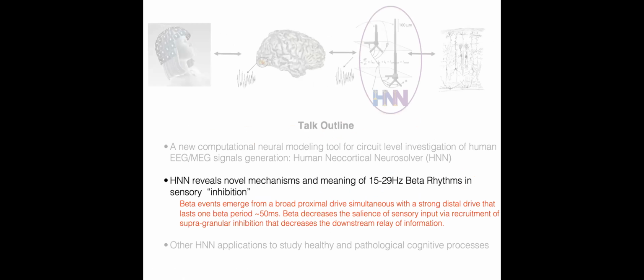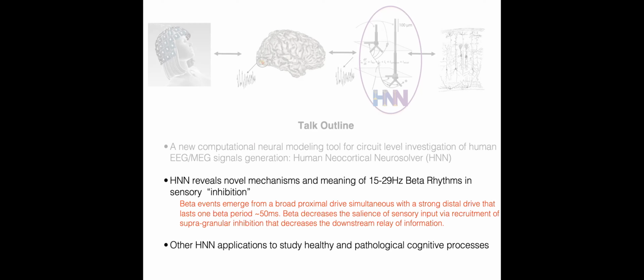Okay, so to summarize, beta events emerge from a broad proximal drive that's simultaneous with the distal drive, and that lasts approximately one beta period of 50 milliseconds. The model is predicting that beta decreases the salience of sensory input via the recruitment of supragranular inhibition, and that this decreases the relay of information out of S1.